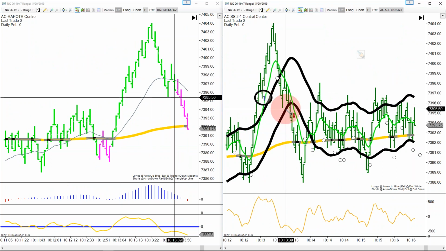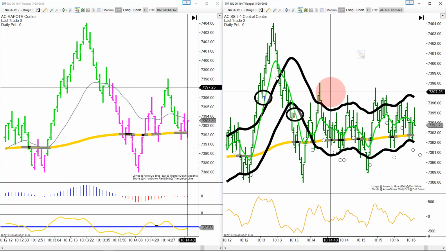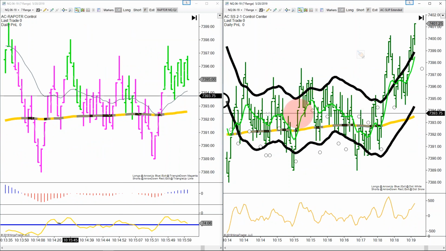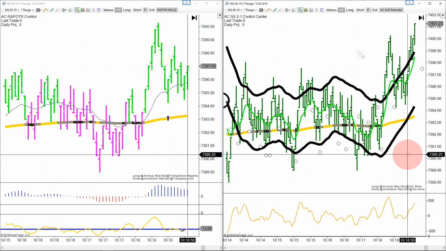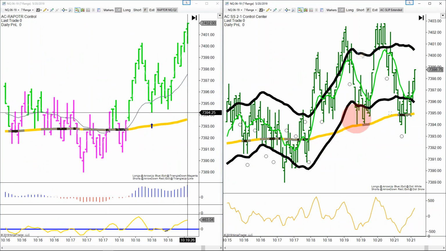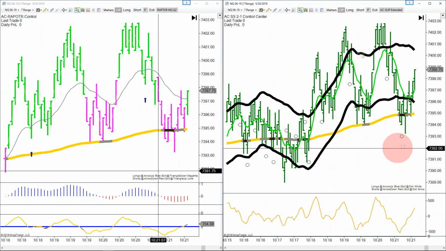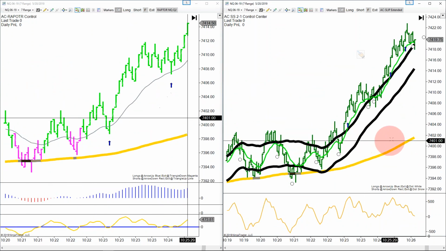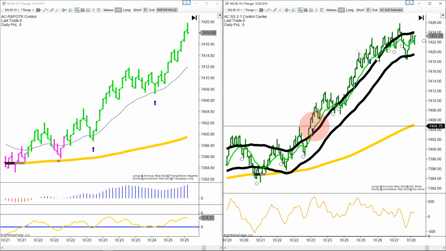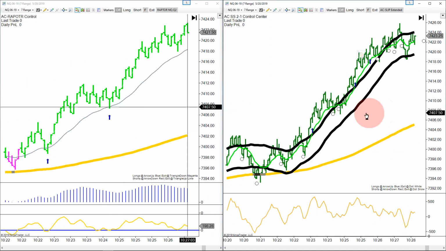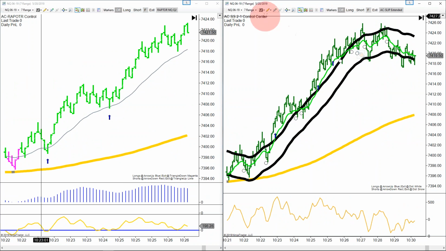Look at this. Here's some of that sideways price action. Look at this sideways price action, and the slipstream just completely ignores it. Look at all that sideways ugliness. The slipstream totally ignores it. And then momentum comes back to the market, it takes off, and the slipstream kicks back into gear.